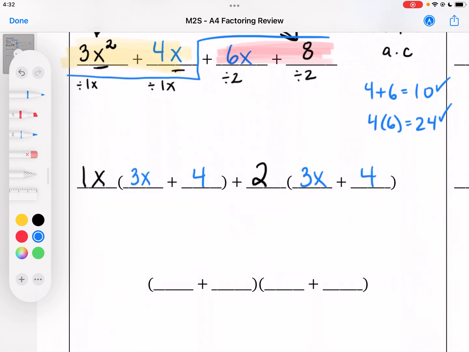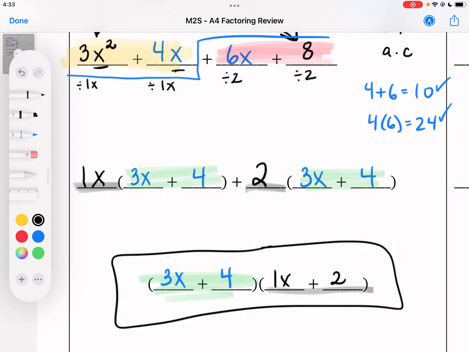And now we're set. The final step is the easy part. Notice these are exactly the same. Hooray. So I'm going to put that one down. So we've got 3x plus 4. And then the outside numbers, the 1x plus 2, I would put right here. So these ones right here. Perfect. You'd be done with the problem. That would be it.